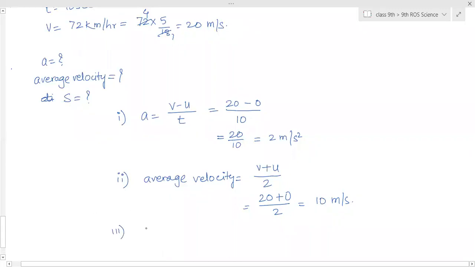And the third one, we have to calculate s. For finding s, which formula we have to use? Ma'am, second equation of motion. Second equation of motion. Prithvi, log out and log in again.